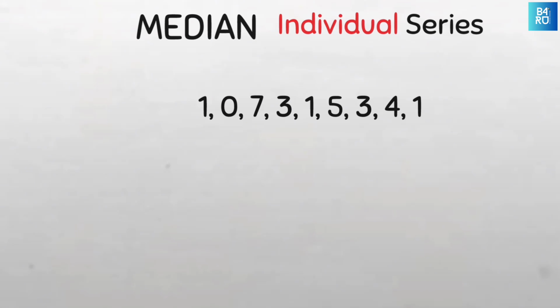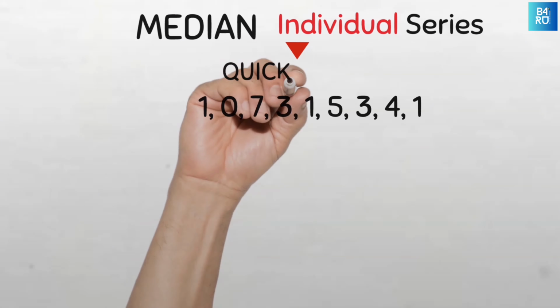Now we can also do this using another method if the data set is not too large. I will not advise you to use the second method I'm about to show you if you have more than 20 data points in your data set, because that's too large and it may be unwieldy. I call this method the quick method.